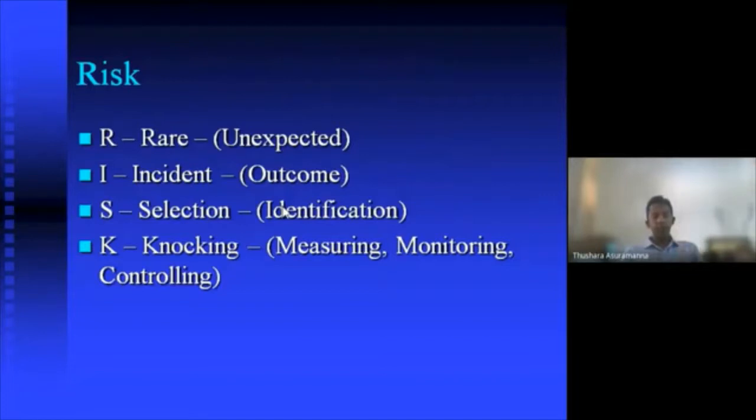The loss has to be measured. Through probability of default, there are some equations. You need to measure it. Once you measure, you need to monitor and control also. That's what risk is. Unexpected outcome, and identify, measure, monitor, and control through the risk framework. That's what we call risk.